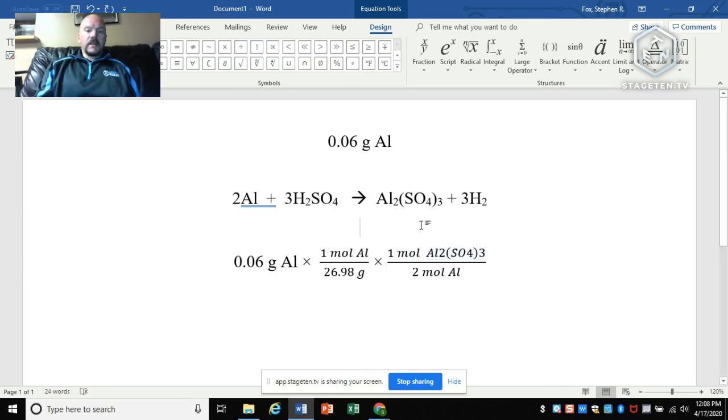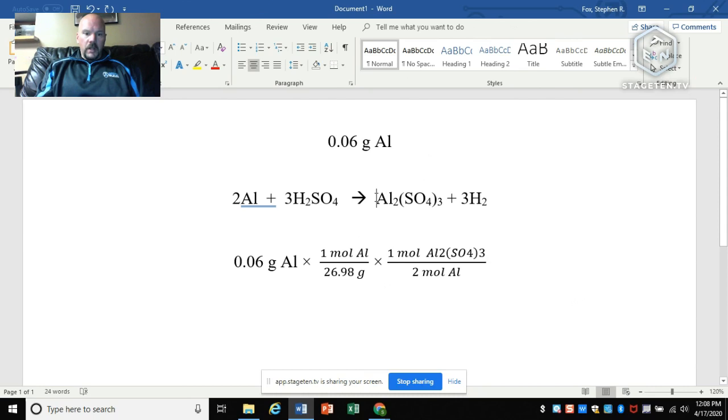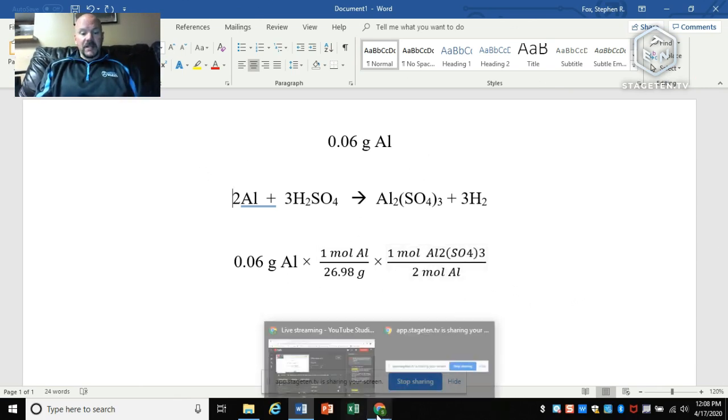Here we go. All right, so that ratio comes from our balanced equation: one of these for every two of those. So that's step three. Now if we do this method, we do 0.06 divided by 26.98, and then we divide by 2. That's going to be how many moles of aluminum sulfate are expected to be produced.